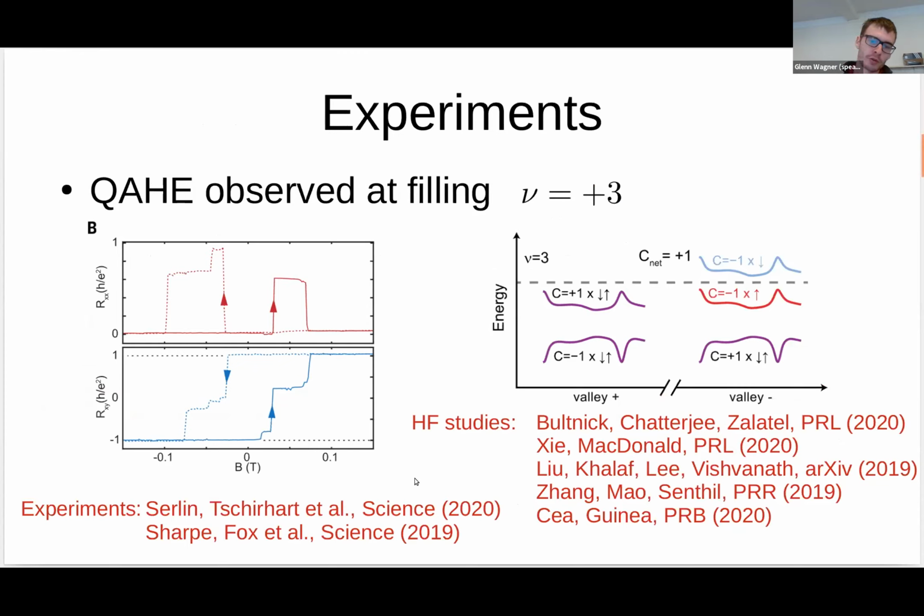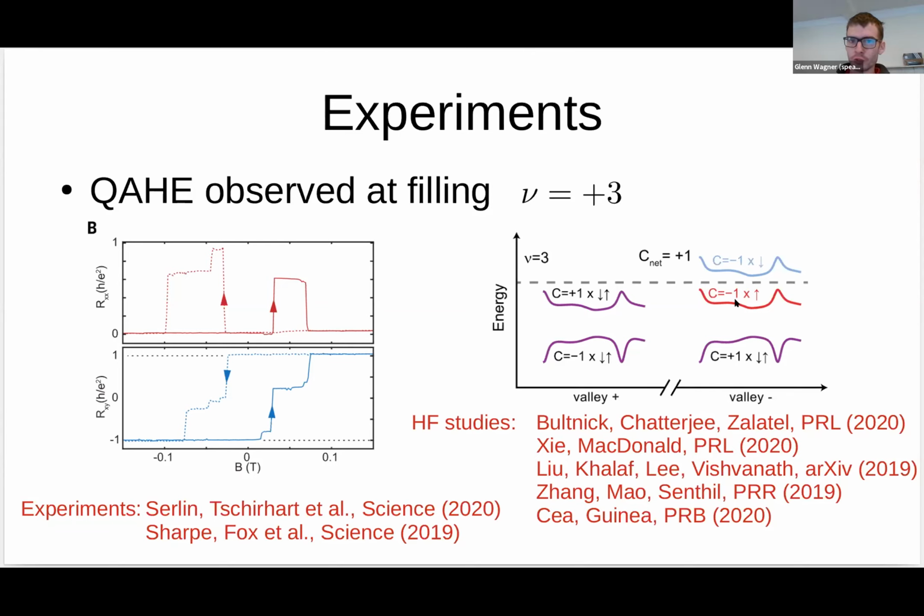There were experiments by 2 groups, Andrea Young's group and David Goldhaber-Gordon's group, and they observed the quantized anomalous Hall effect in the system. Here in this plot from Andrea Young's group, you see that the Hall resistivity is quantized in units of h over e squared. And this was understood using some Hartree-Fock studies. Basically at this filling of +3, we can fill 7 out of these 8 bands.